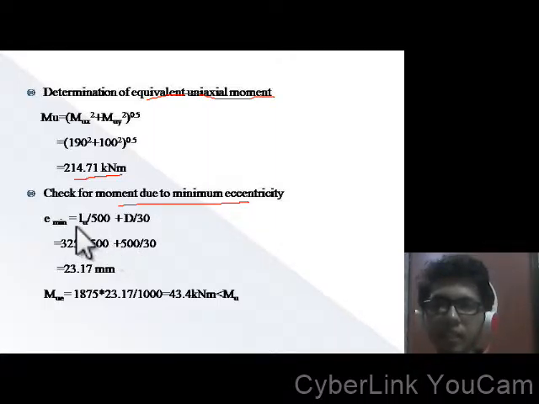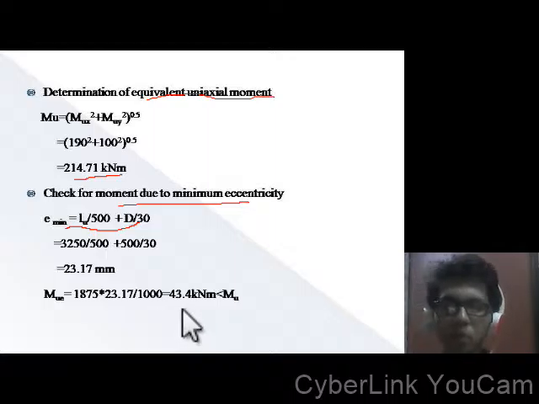Next is the check for moment due to minimum eccentricity. We are taking the equation already mentioned in the last problem. With that we will get 23.1 mm, and from that we will get the moment, which is less than the applied moment. Moment is equal to 43.4 kilonewton meter.